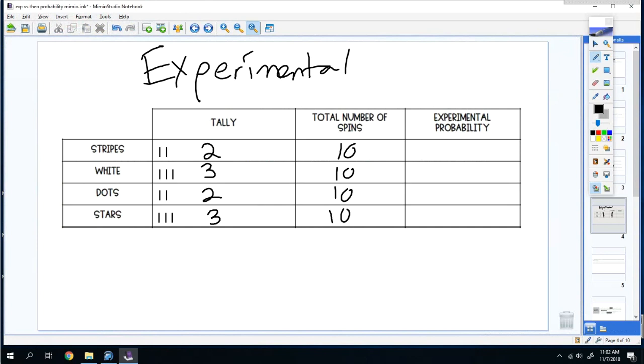So my experimental probability of getting stripes is now 2/10, which is 1/5. My experimental probability of white is 3/10. My dots is 2/10, which is 1/5. And then my stars is 3/10. So when you do an experimental probability, you use the total number of times you did the experiment.